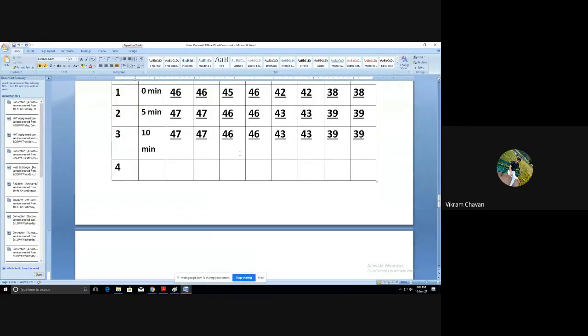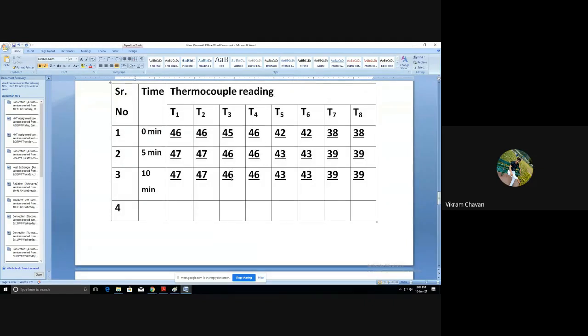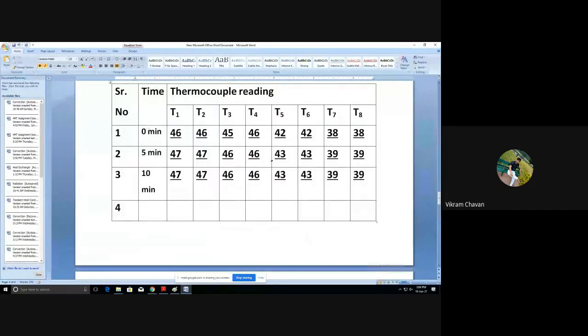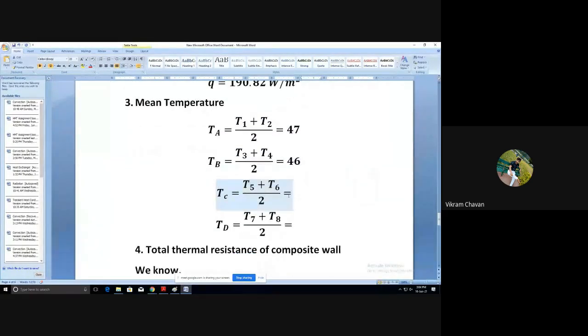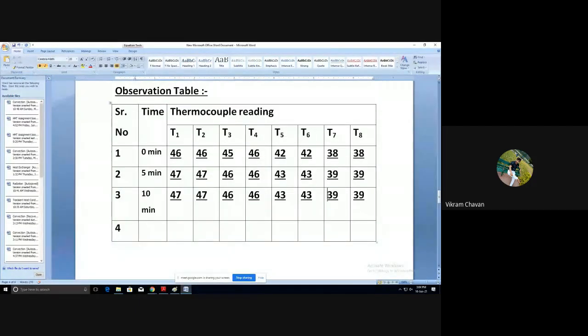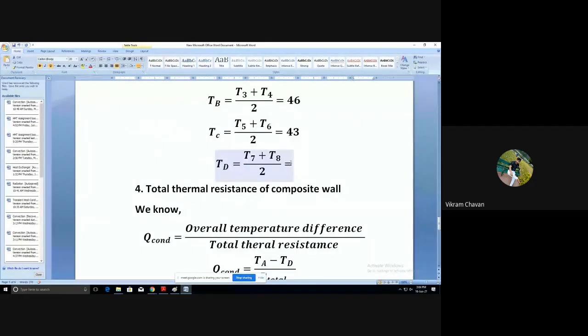Then TB is the average of T3 and T4. T3 is 46 and T4 is also 46, so TB will be 46 only, right? If you take the average. Then T5 plus T6: T5 is 43, T6 also 43, so the average will be 43 only. Okay. And T7 and T8 in the final reading are 39, so the average will be 39 only.